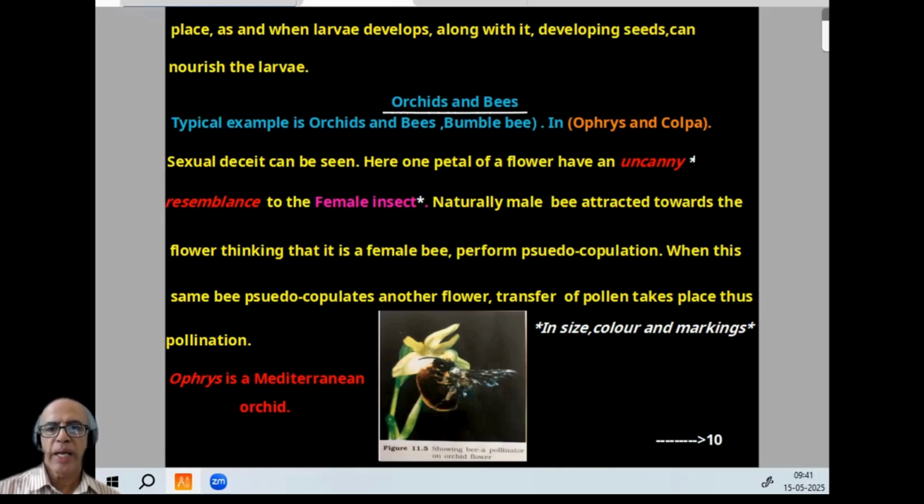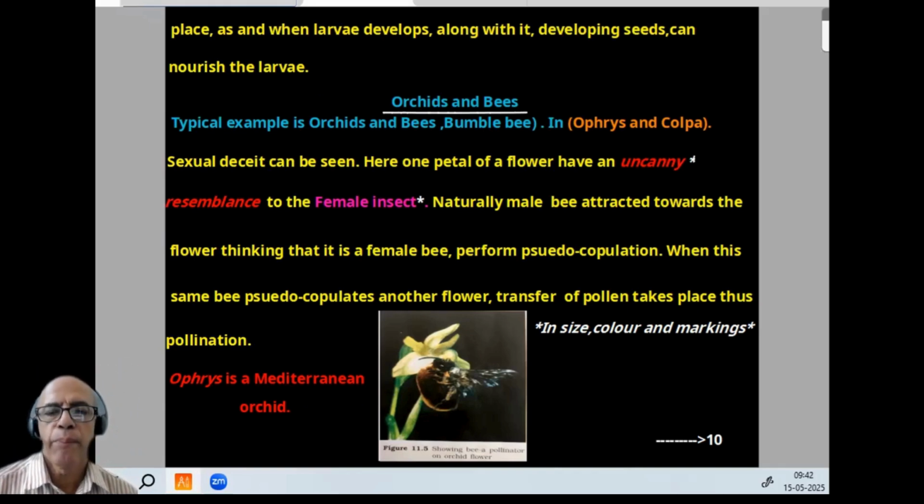So what is meant by uncanny? Uncanny means mysterious. And in what respect do they resemble? See, I put a star here, the explanation is here: in size, color, and marking. It's almost like a female insect. Naturally, the male bee is attracted towards the flower, thinking that it is a female bee, and performs pseudocopulation.